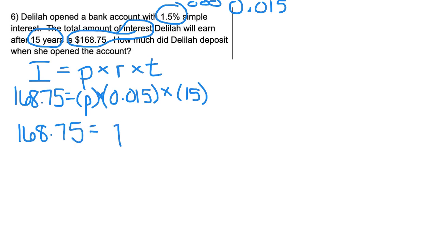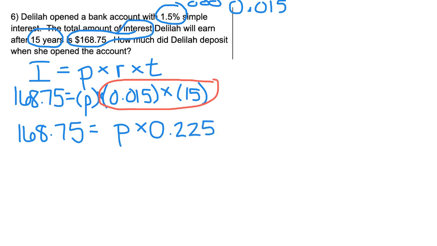We have our principal, but can we combine these two numbers? It looks like we can. Let's take 0.015 times 15. If you do that on the calculator, those two numbers together, 0.225.